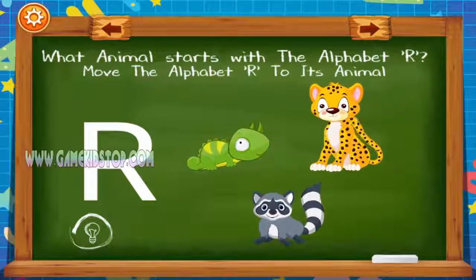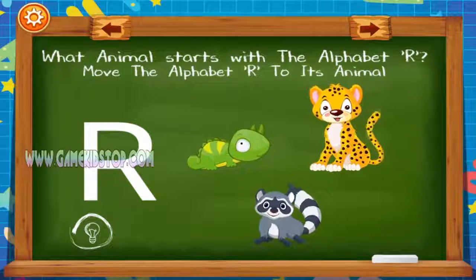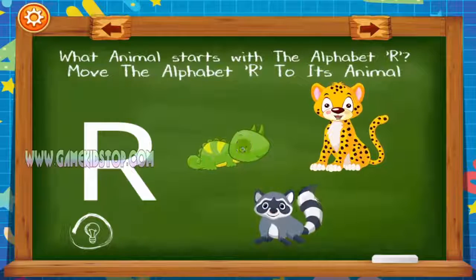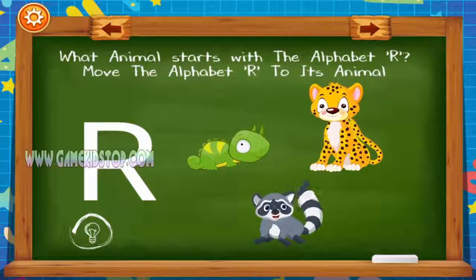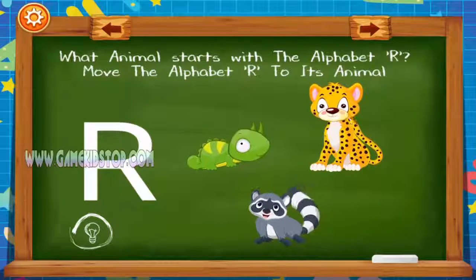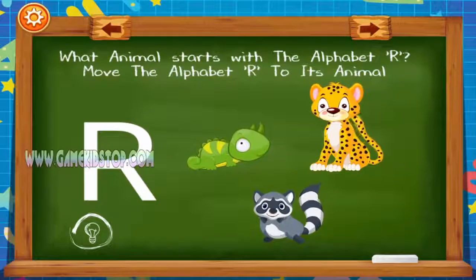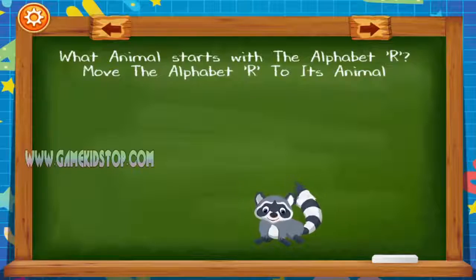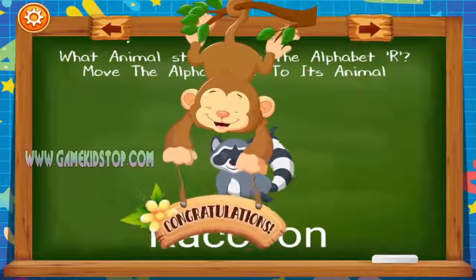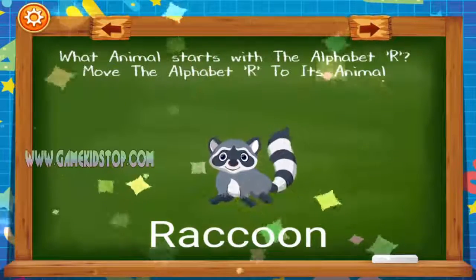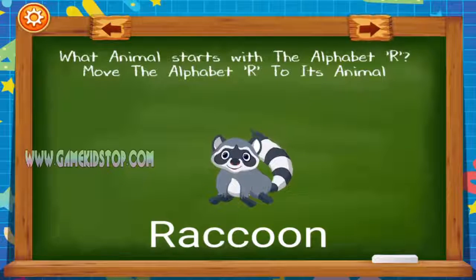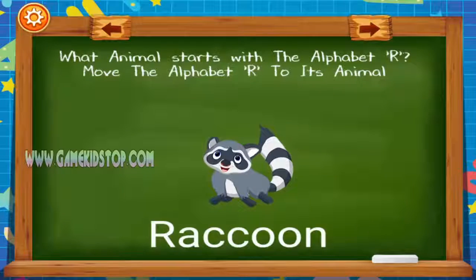What animal starts with the alphabet R? Move the alphabet R to its animal. R. Raccoon. Congratulations! Hurry up, raccoon.